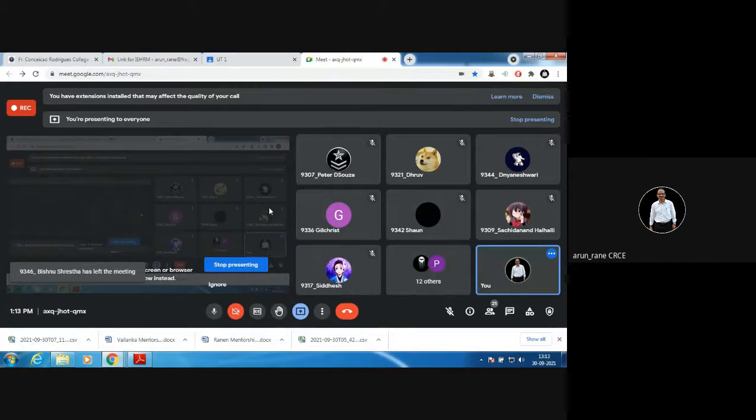1000 Newton is equal to how many kgf? Kilogram force. 1 kilogram force is equal to 9.8 Newton, or 10 Newton. So 1000 Newton will be how many kilogram force, Mr. Peter?